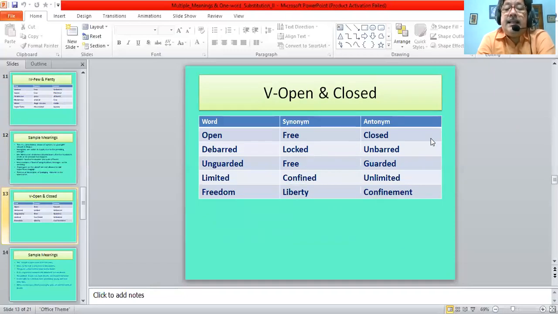Limited has the synonym confined and the antonym is unlimited. Freedom has the synonym liberty and the antonym is confinement. Now let us look at some sample sentences to better understand the meanings.